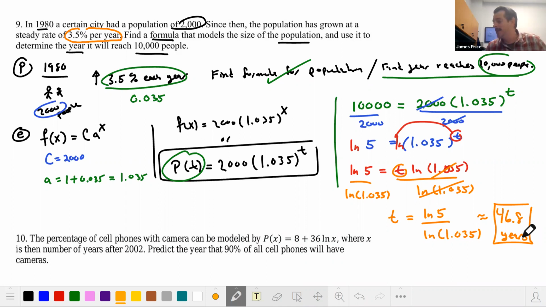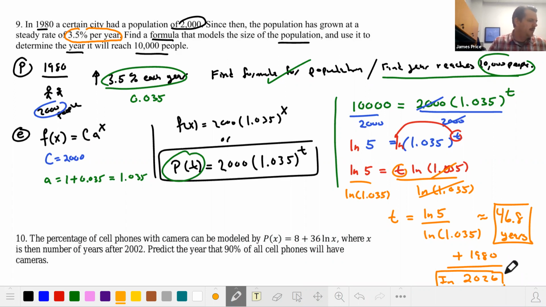Right. And it said, determine the year, right? So if you want, we could add that to 1980. If you add that to 1980, you get 2026. That's not that big of a deal to me, but it does say in what year, determine the year it would happen. Okay, so either of those answers is fine with me.